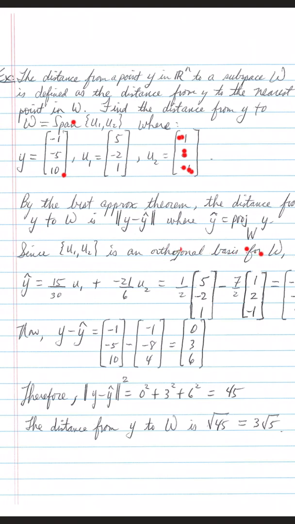All right, now we're going back to the problem where we're asked to find the distance from a point y, and that's a point in space, to the subspace W, which is the span of those two orthogonal vectors. All right, let's get to it. That's the y hat.